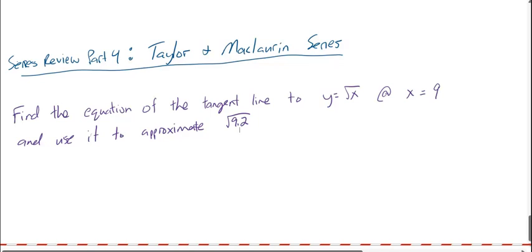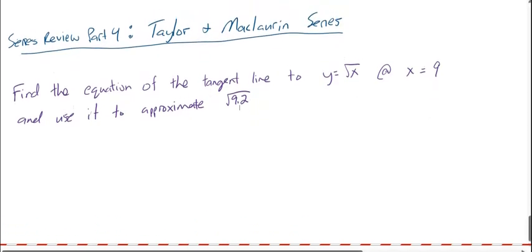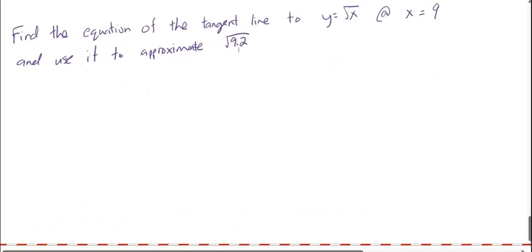And we'll connect them. But right now, I want to back up a little ways and do a tangent line problem. And we'll connect that to the Taylor-Maclaurin series as well because they're kind of the same thing or similar things. So find the equation of the tangent line to y equals root x at x equals 9, and use it to approximate the square root of 9.2. So you're going to plug in x equals 9.2 to your tangent line after you get it.